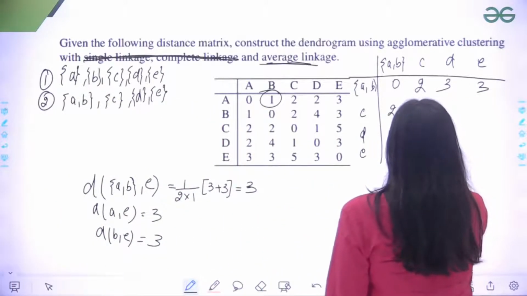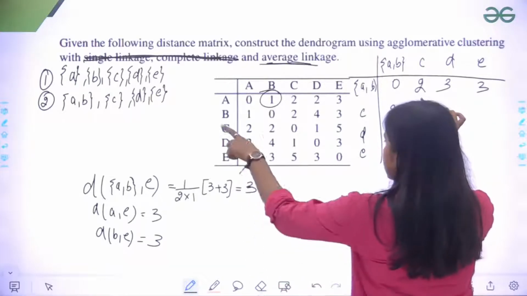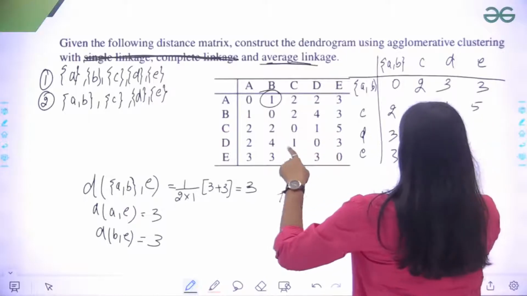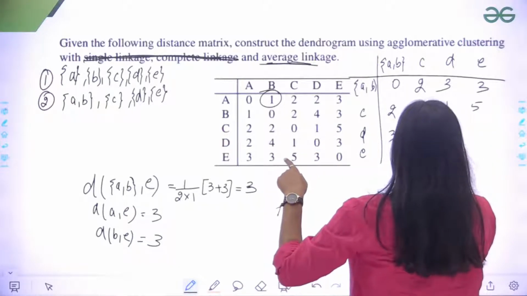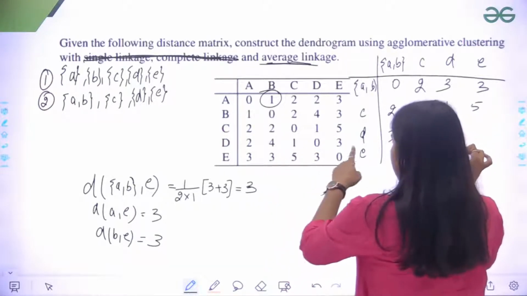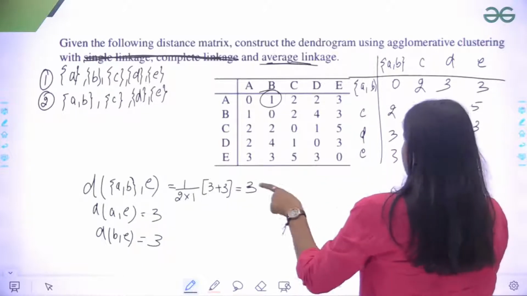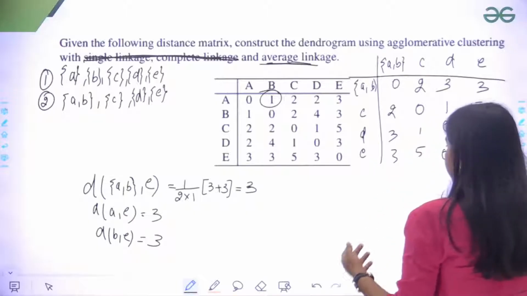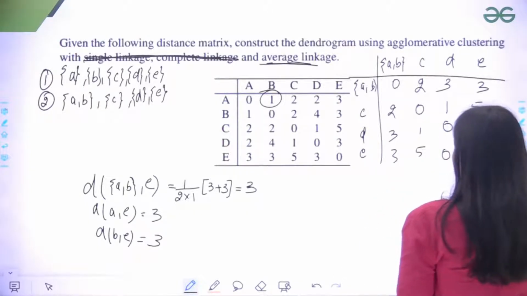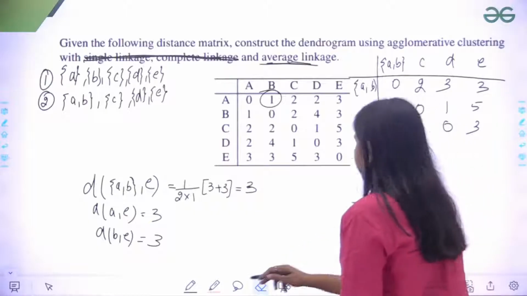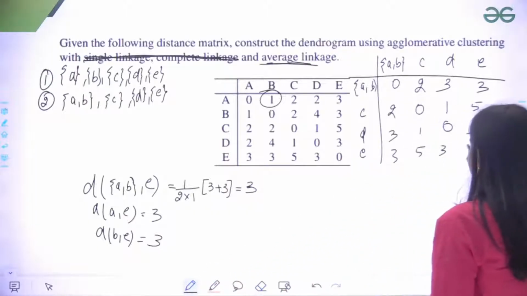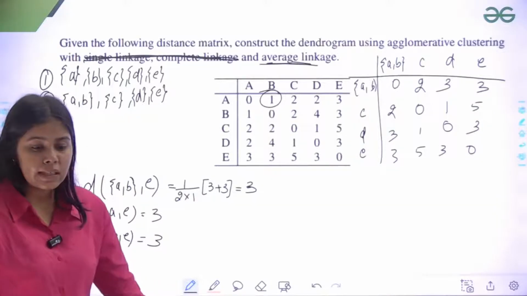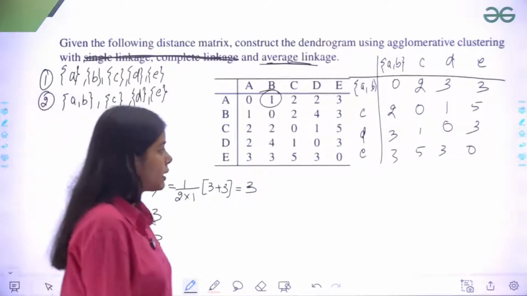Now the rest of the distances: C with C is 0, C with D is 1, C with E is 5. D with D is 0 and D with E is 3. E with D is 3 and E with E is 0. So this is the distance table I get. Now you can see that we have the minimum distance, that is 1.